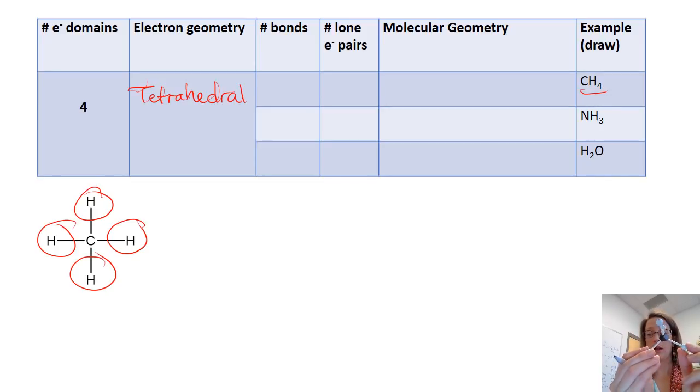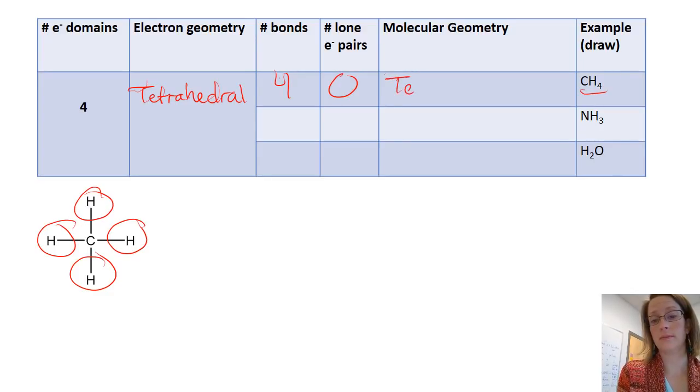It is now what we call taking up a 3D space. All right, so now we have to look into the 3D orientation, whereas before everything was like on a plane. But with our 3D shape, we need to now take into account its spatial awareness. So here we have 4 bonds. We have 0 lone pairs. Therefore, as we saw before, when we have 0 lone pairs, the name stays the same. So our molecular geometry is tetrahedral.